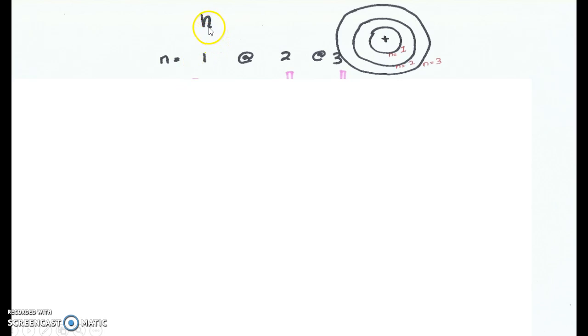We begin with n. n is the principal quantum number. To make it easy to understand, n is an integer. So n must begin from 1, 2, 3, and so on. You can see here we have a proton and the outer layers are electrons. The first shell we call n equal to 1, the second shell is n equal to 2, and the third shell is n equal to 3.